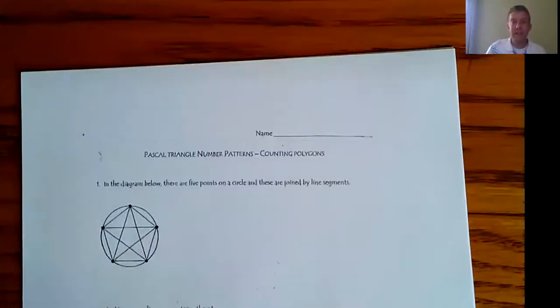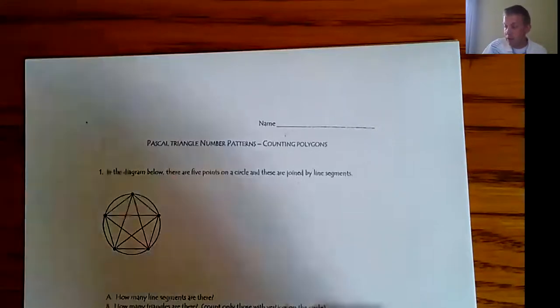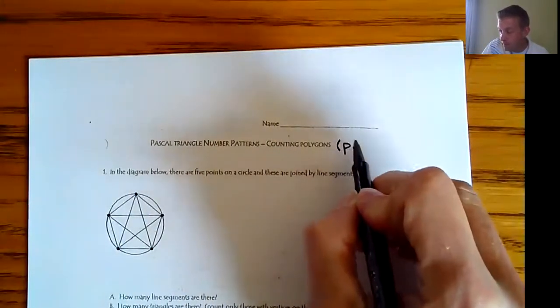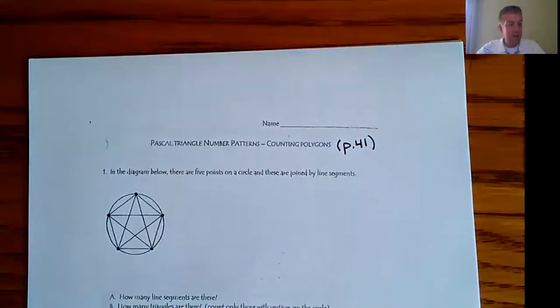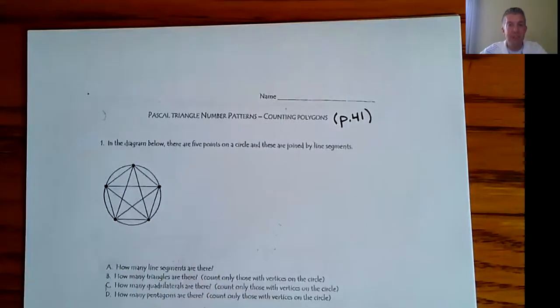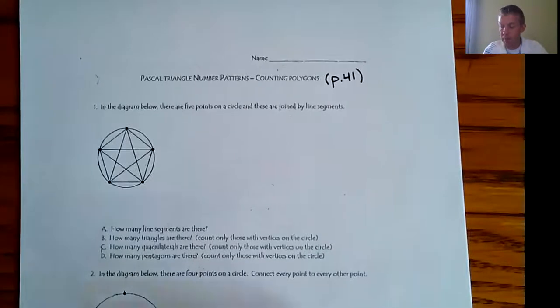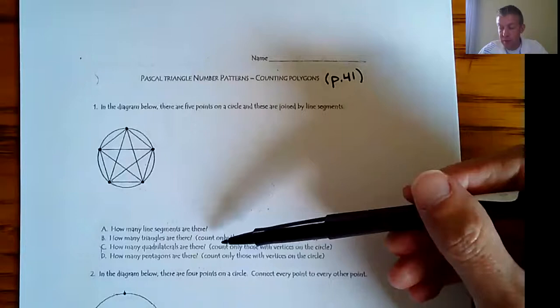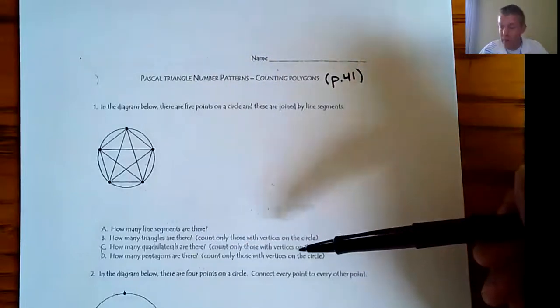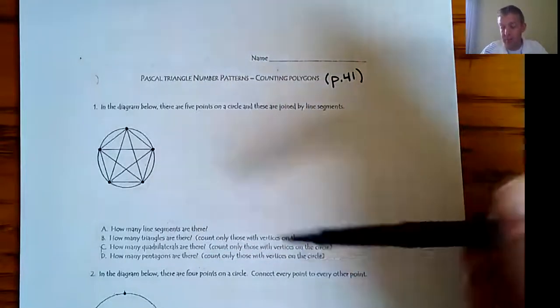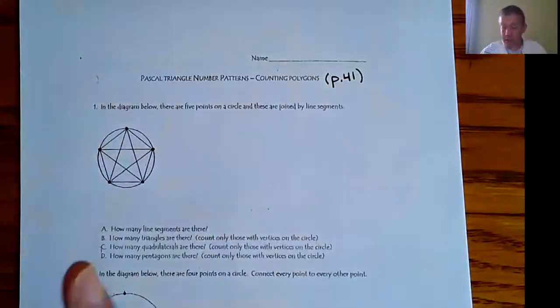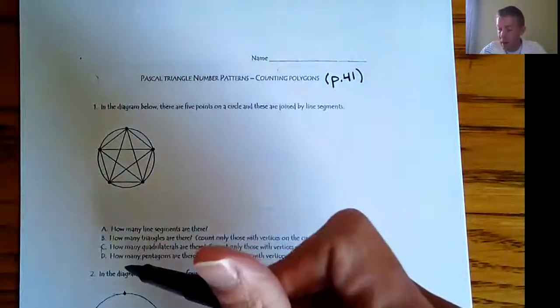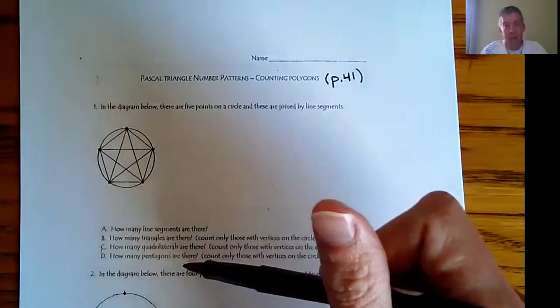Okay, so now we're going to get into some activities that might take a little bit more work. I'm on page 41, and you can see that this is called counting polygons. It says in the diagram below, there are 5 points on a circle, and those are joined by line segments. The questions say, how many line segments are there? How many triangles are there? We're only going to count the ones with vertices on the circle. How many quadrilaterals are there? Quadrilaterals means it has 4 sides, like a square or a rectangle. And how many pentagons are there? How many sides does a pentagon have?